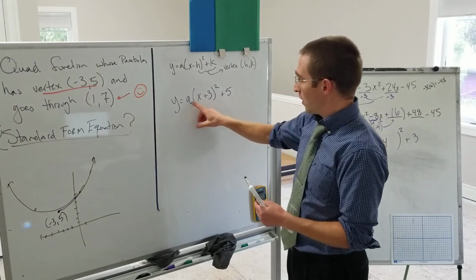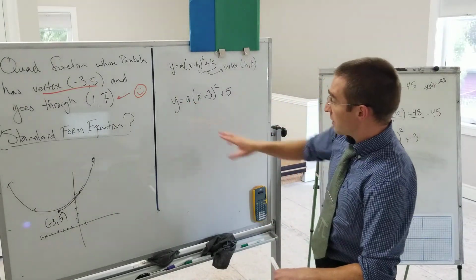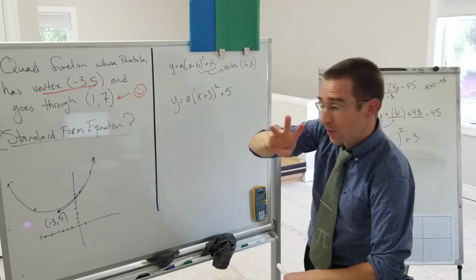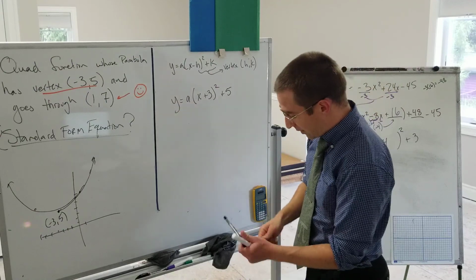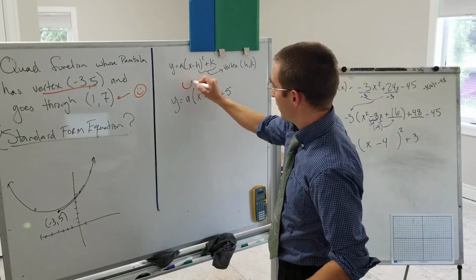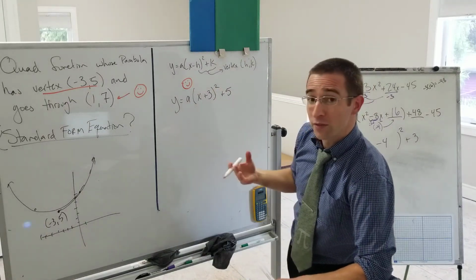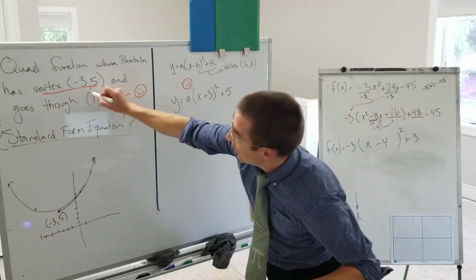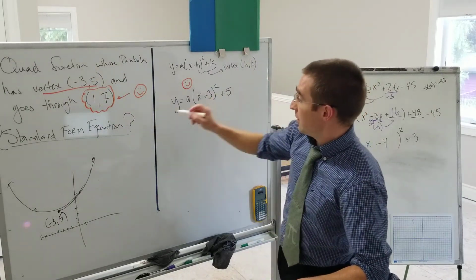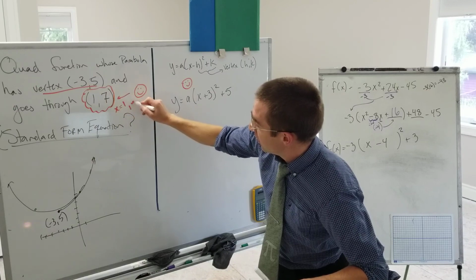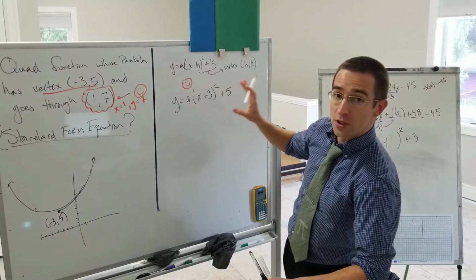All right, now what we want to do is we still want to find a. So we've got 3 things we don't know. We don't know a, we don't know x, we don't know y. But we know one value for x and one value for y that work. That's right here, the 1, 7. So this means x equals 1, y equals 7. When x is 1, y is 7. That is a solution to this equation.